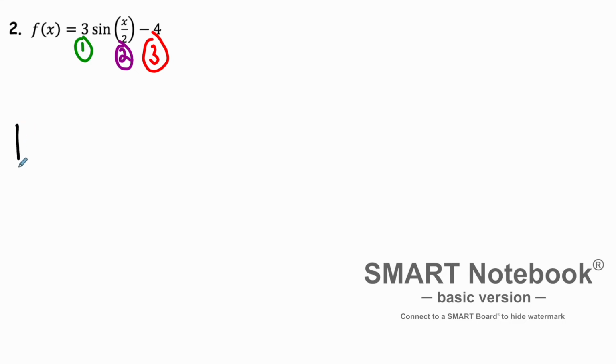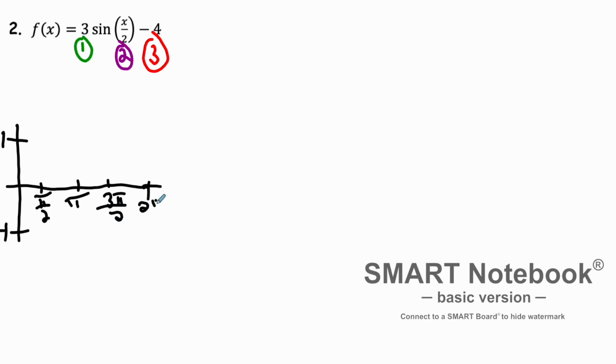So let me do my coordinate plane here. And we're going to go 1, -1, pi over 2, pi, 3 pi over 2, and 2 pi. All right, here we go. F of x, parent function, sine x, 0, pi over 2, pi, 3 pi over 2, 2 pi.